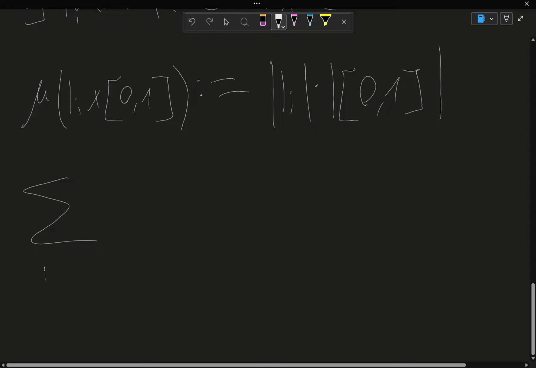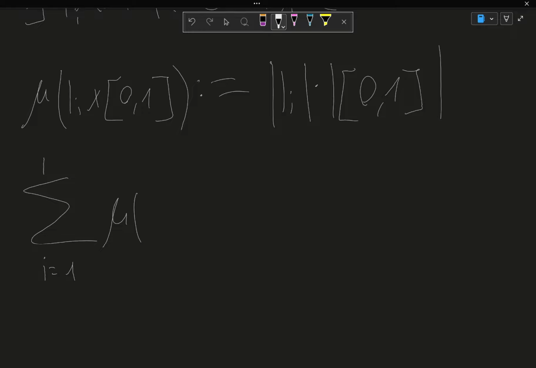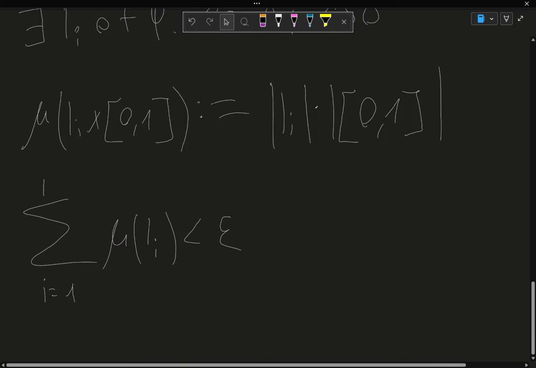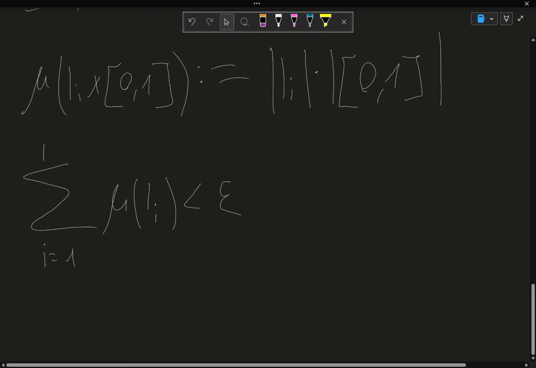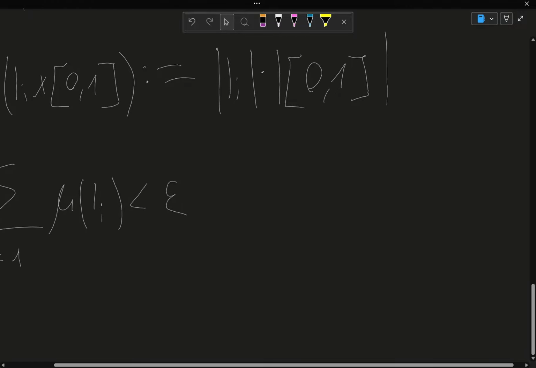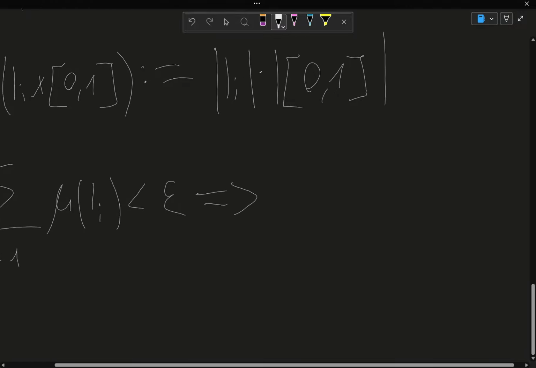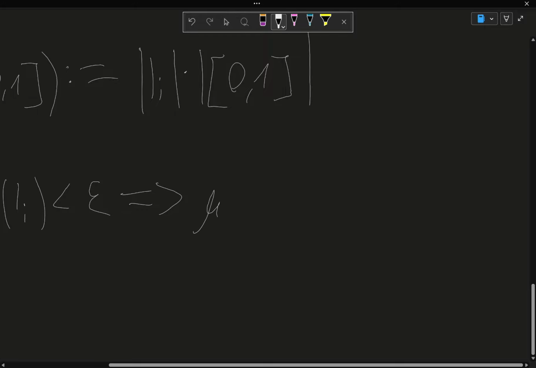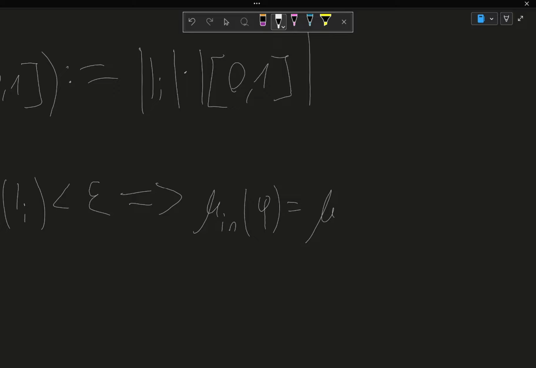But for now, we have the sum from i equals 1 up to L of mu of I is less than epsilon. This is just like the length of the cover is less than epsilon due to its definition. If something is Jordan null, then the sum of all lengths is less than some epsilon. So this implies that mu in of psi is equal to mu out, which is just 0.